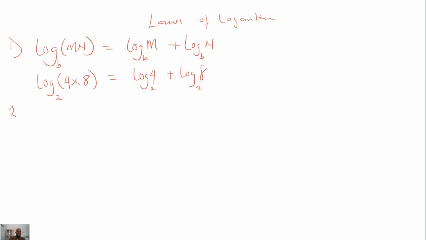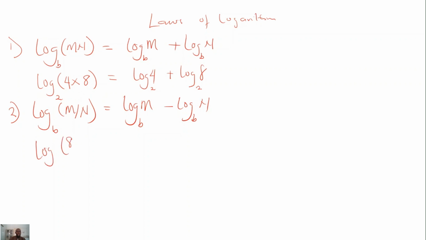Let's talk about law number 2. If you have an expression of log m divided by n into base b, this can be written as log m base b minus log n base b. Let's look at an example. If you have log 8 divided by 4 into base 2, this can be written as log 8 base 2 minus log 4 base 2.